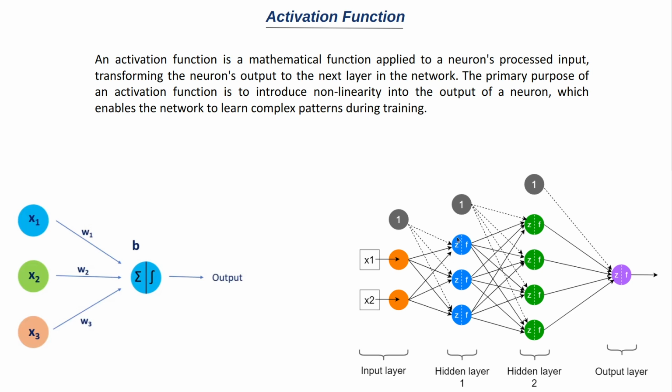Let's understand this here. This is one neuron, and let's say the weighted sum comes out to be 100. The activation function can change this value to, let's say, between 0 and 1. So when you pass a value, it maps it between 0 and 1, and that input passes to the next neuron. Similarly, all of this happens here. That's what is meant by an activation function: a mathematical function applied to a neuron's processed input, transforming the neuron's output to the next layer in the network. It dictates what is going to go to the next neuron. I hope everyone is clear until this point.